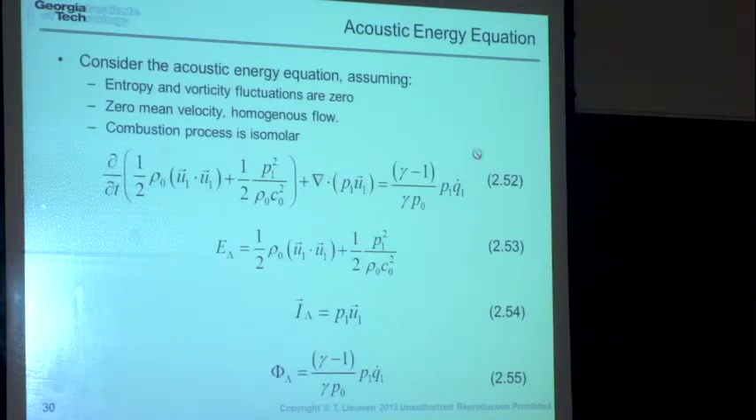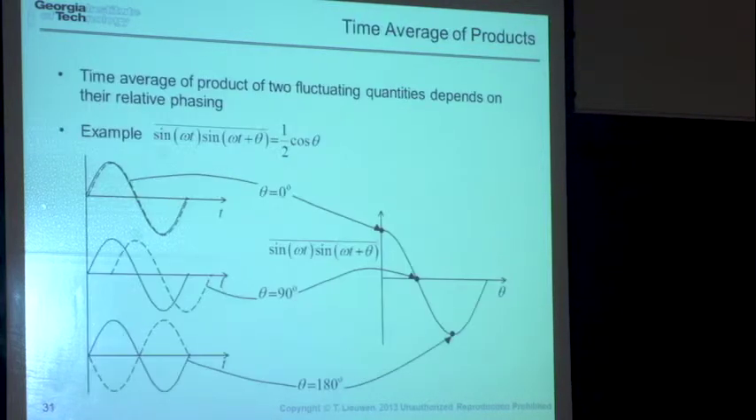Similarly, this is my source term. If that time average is positive, it means that I have this source term that is pumping energy on average into the acoustic field. The amplitude's got to be going up in time then. If this term is negative, then I have a sink of acoustic energy. So this unsteady heat release term can actually act as a source or a sink of acoustic energy.